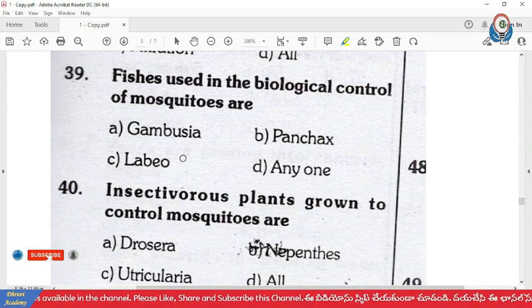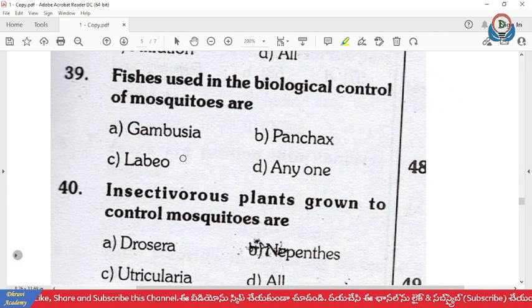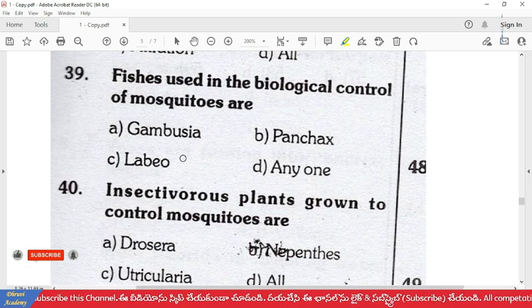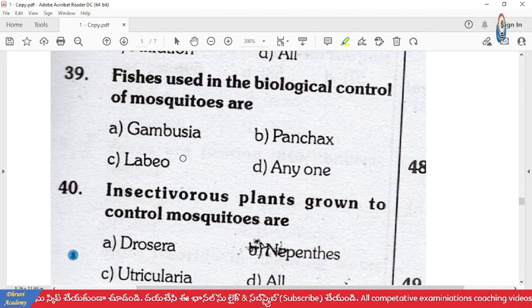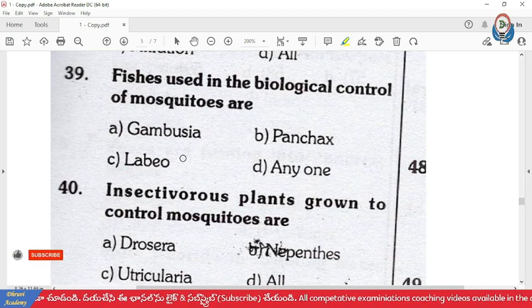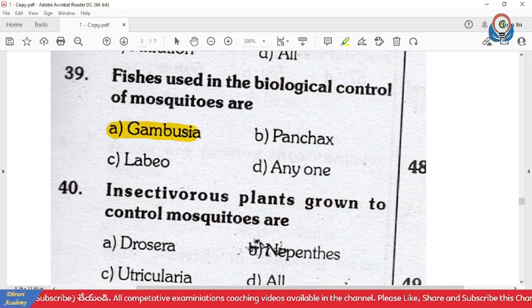Next, used in the biological control of mosquitoes: is it A, Gambusia, B, Panchax, C, Labeo, or D, anyone? The answer is fishes used in biological control of mosquito. To control mosquitoes, these fishes are used. It's Gambusia.